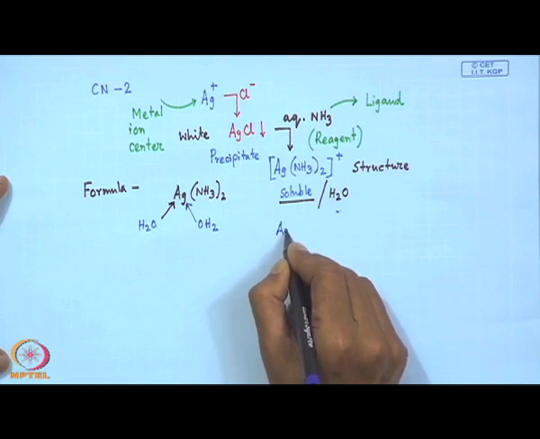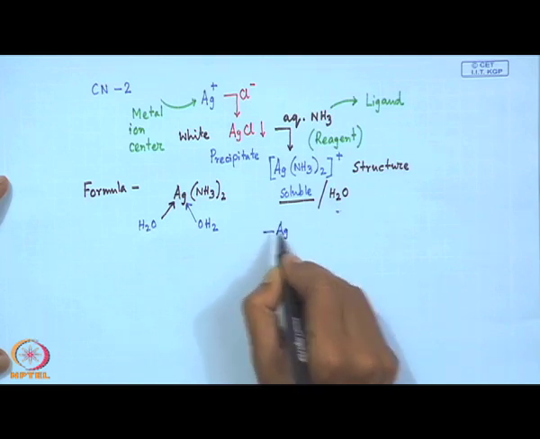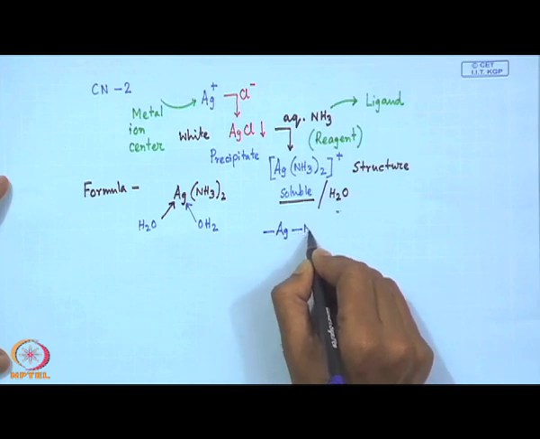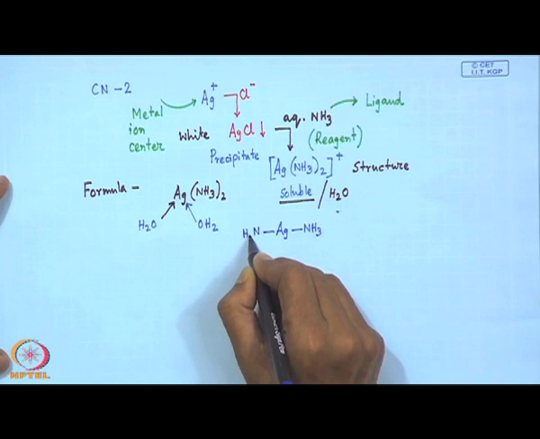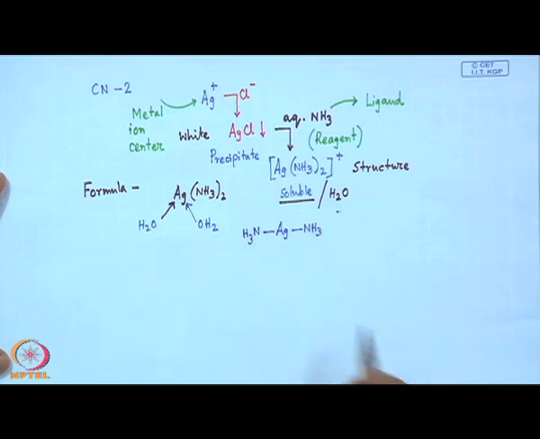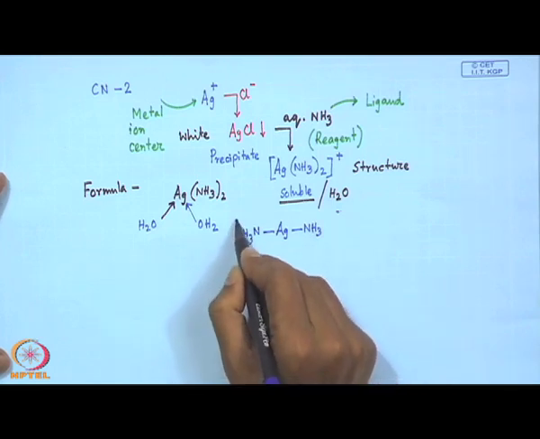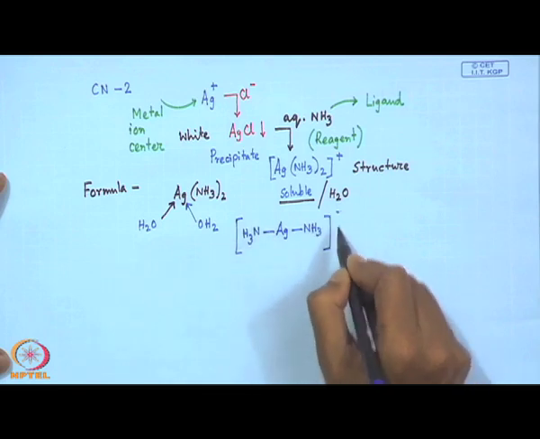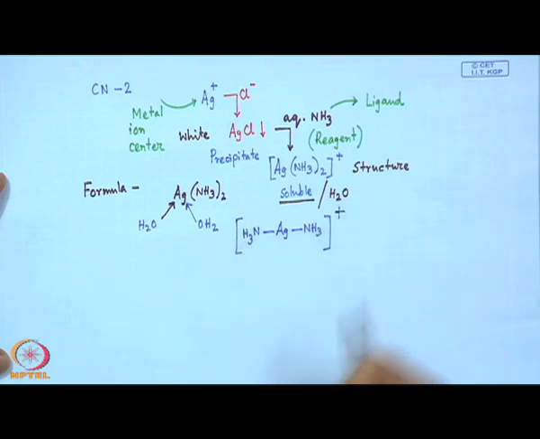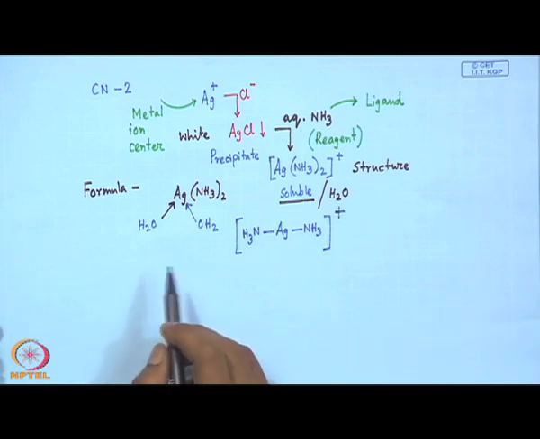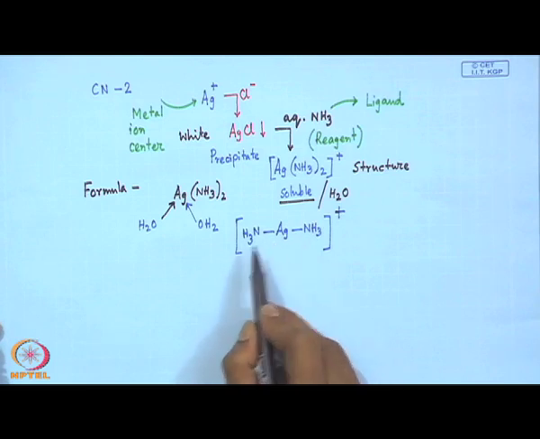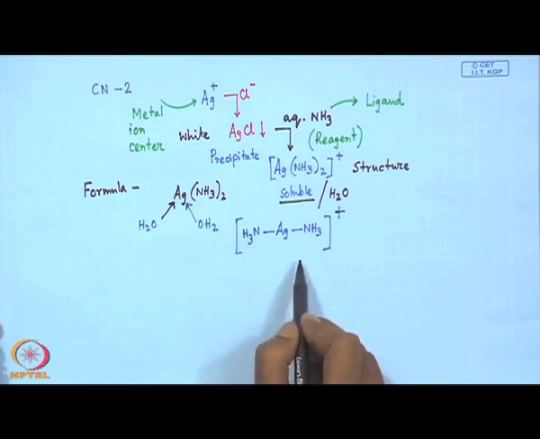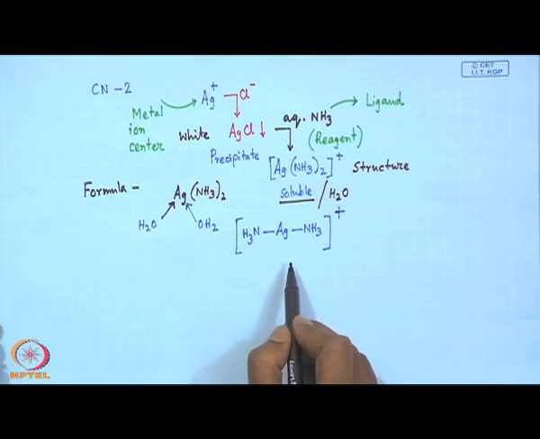And this particular one will show the corresponding structure that we can have for silver and 2 ammonia molecules with a cationic charge on the overall complex. So, basically we get 2 points of attachment to the metal center by 2 ligands. As a result, we get a corresponding coordination number of 2.